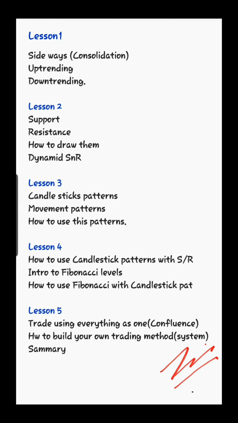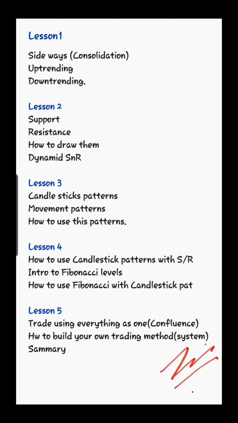In lesson 4, I'm gonna show you how to use these patterns on support and resistance in depth, and I'm gonna introduce you to Fibonacci levels. It's also some sort of support and resistance. You can use the support or resistance like that, and how to use those things combined.